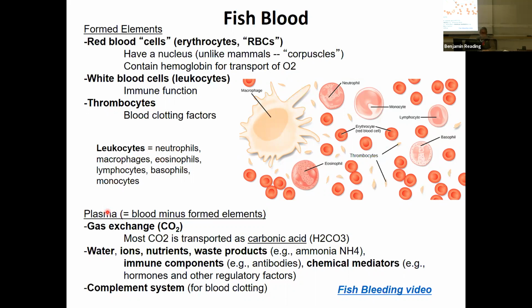When we look at plasma, there are some key differences as well. One difference. The first is this here. This is not a difference. This is the same. You, just like a fish, most of the carbon dioxide in your blood is actually transported in the form of carbonic acid. And we'll talk about that in 2 slides.